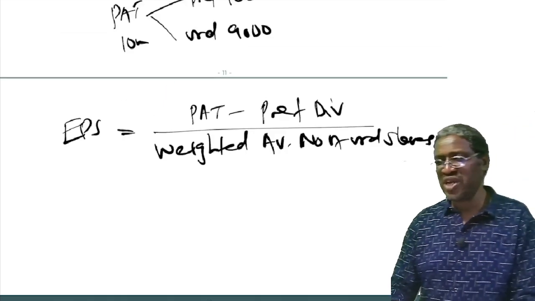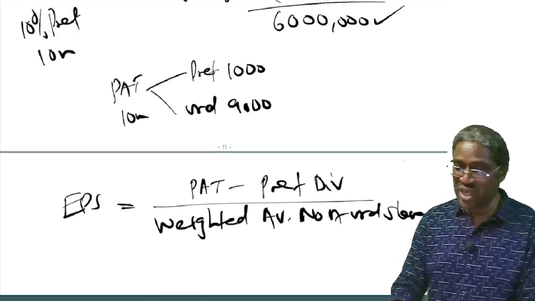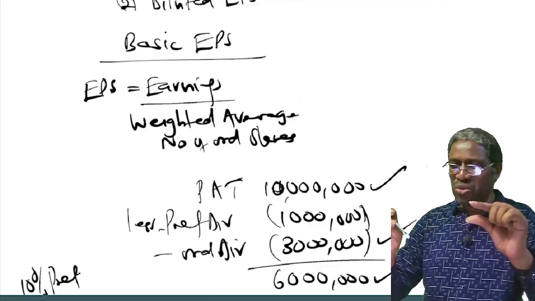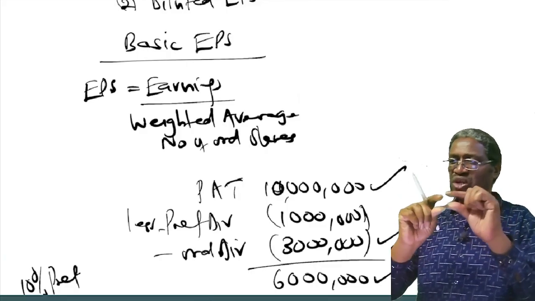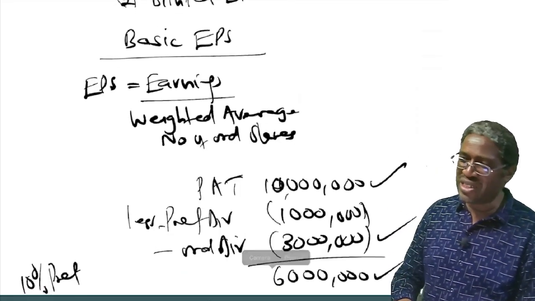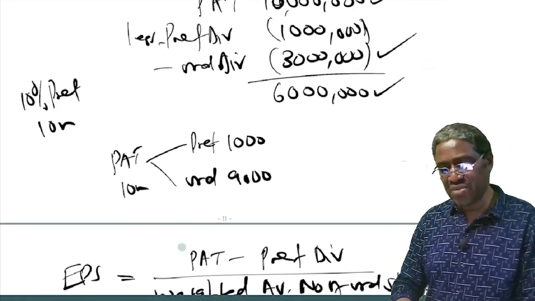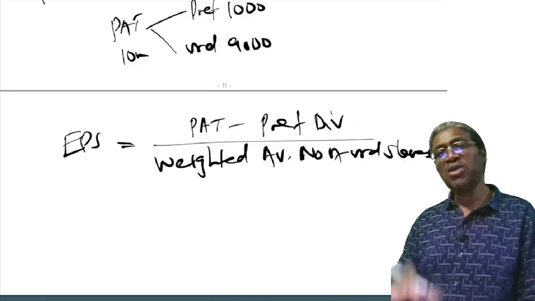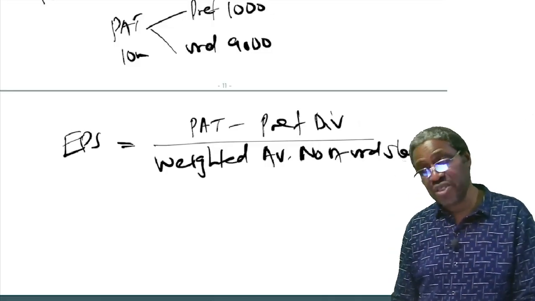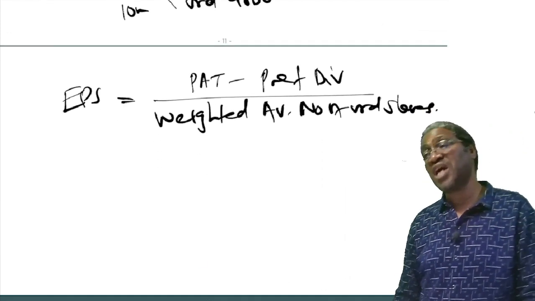So I want to believe now you are okay with how to compute the numerator. We have said to get the earnings per share, you take the earnings attributable to the ordinary shareholders and divide that by the weighted average number of shares. But how do you get the earnings attributable to the ordinary shareholders? You get it by taking the profit after tax, less the preference dividend for the company. Then you divide that by the weighted average number of shares.